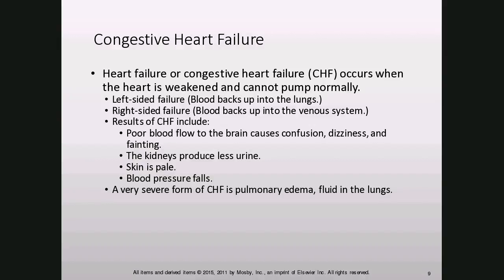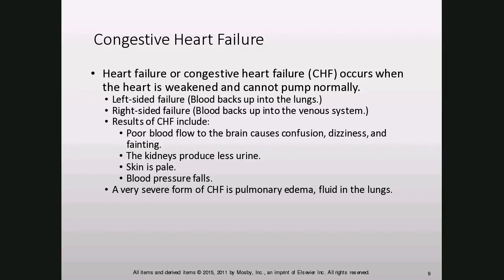If they have right-sided failure, the blood backs up into the venous system. Okay, so it stays in the veins. It can't get up to the heart where it's supposed to be. So the feet and ankles usually swell, or the neck veins will bulge, and they get liver congestion, which will affect the liver function. And sometimes the abdomen will be congested with fluid. Remember those ascites I was talking to you about in liver problems?